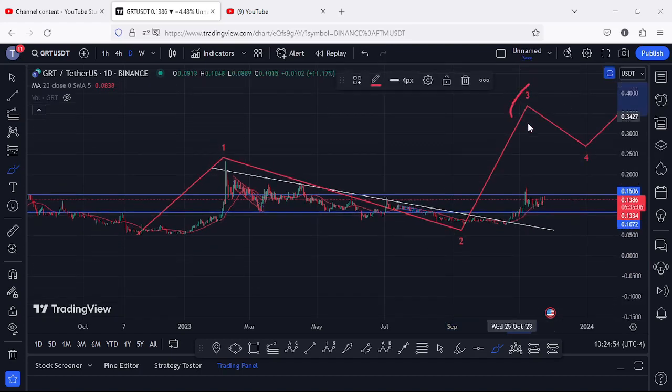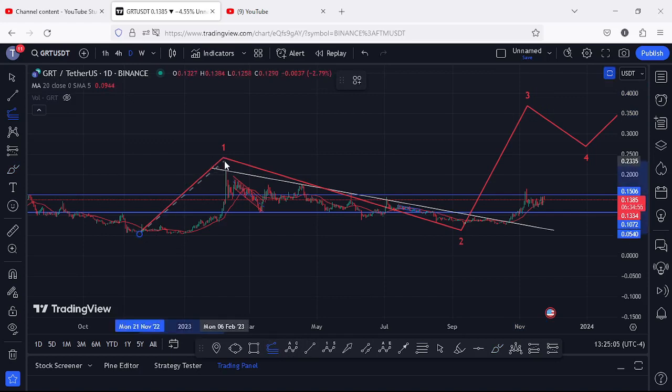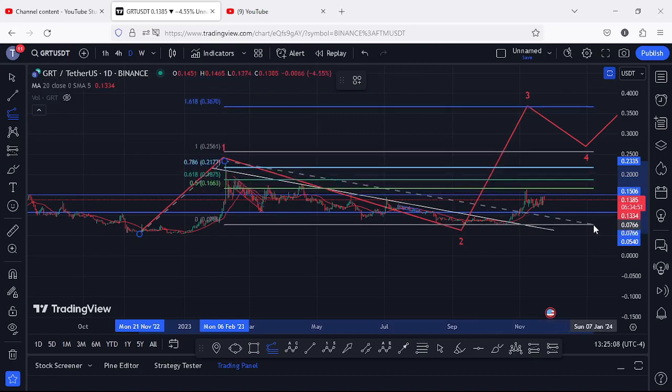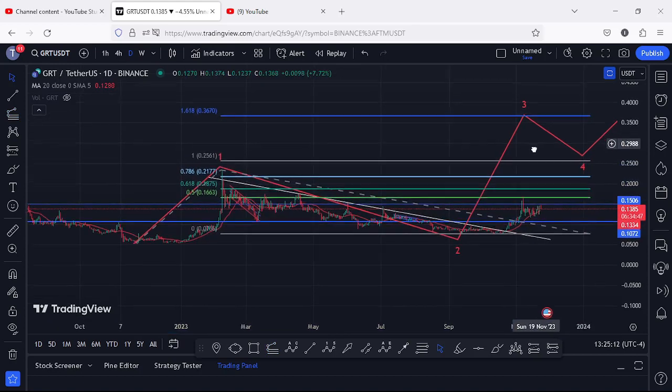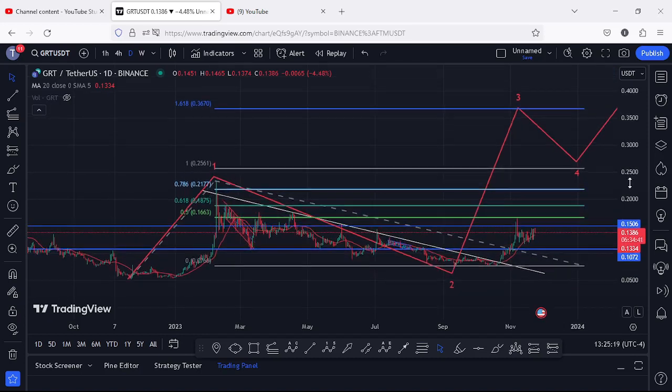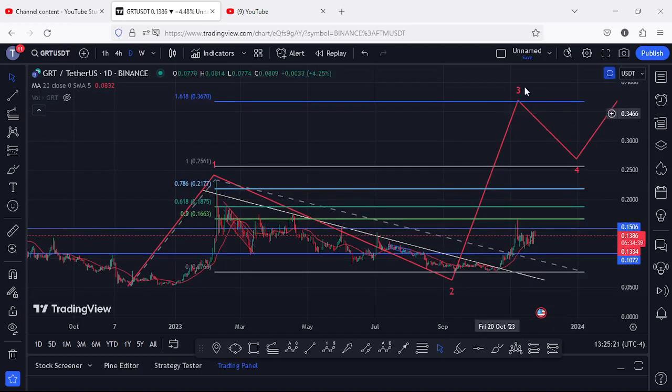The minimum target areas for the third wave can be given by connecting the trend-based Fibonacci from the low of the first wave to the high of that wave 1, then dragging the fibs to the low of the second wave, giving me a minimum target area for the third wave at the fib level 1.618, and that is above the $0.367 mark, which is the minimum that we can expect this wave 3 to the upper side to do.